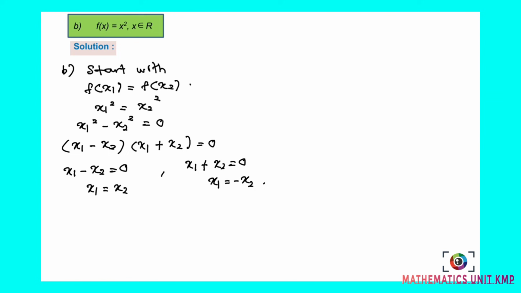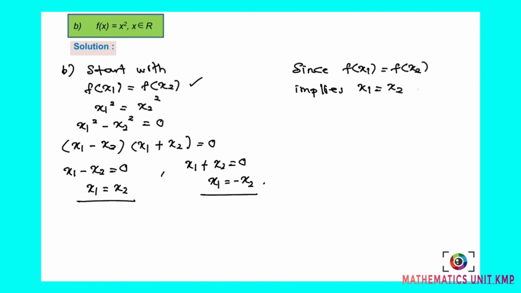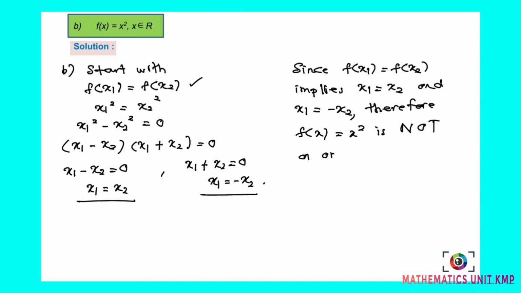Here, we still started with f(x1) = f(x2), but down here we have two results. First one is x1 = x2, and second one we have x1 = negative x2. So what we can conclude here, since f(x1) = f(x2) implies x1 = x2 and x1 = negative x2, therefore f(x) = x squared is not a 1-to-1 function.